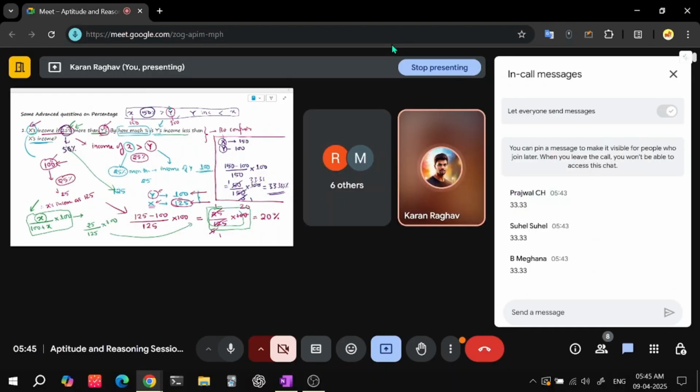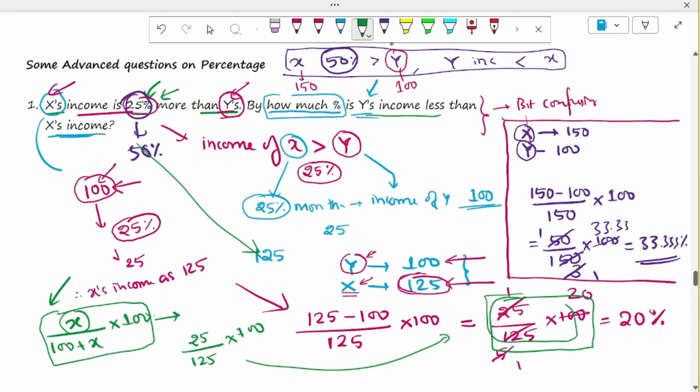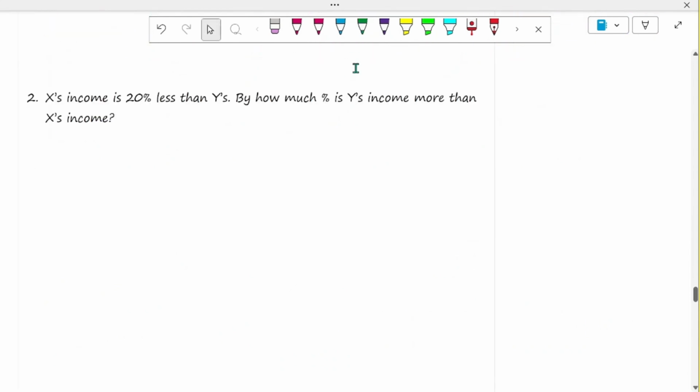I hope this question was clear. Remember that formula, x divided by 100 plus x into 100. Fine. Now we'll go to the next question.